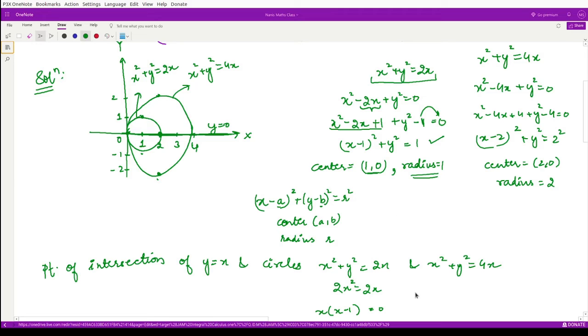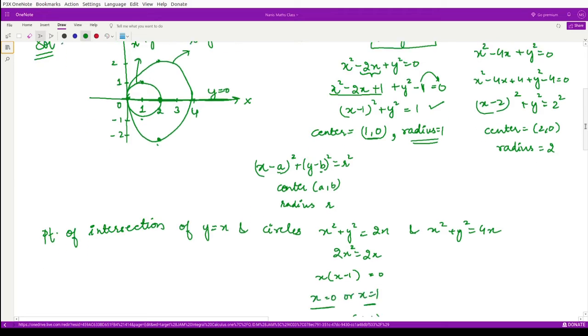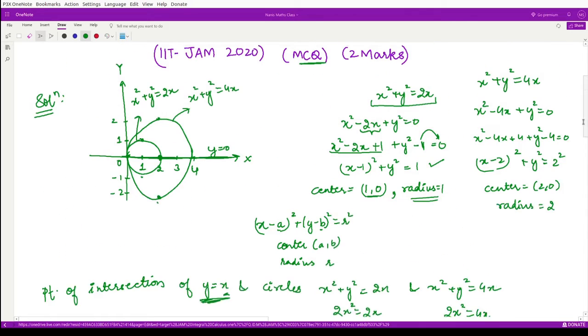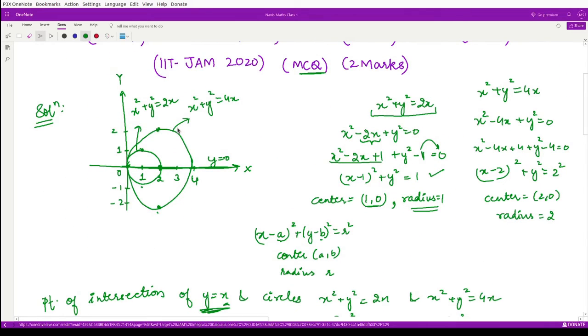And let's see what about the other circle. So when you substitute x is equal to y here, you obtain 2x square is equal to 4x, or you obtain x square is equal to 2x, or you can write x into x minus 2 is equal to 0. So you have x is equal to 0 or x is equal to 2 as the 2 points. So you have the first point as 0, 0 and the other point as 2, 2 because y is equal to x here. So your other point here is equal to this point.